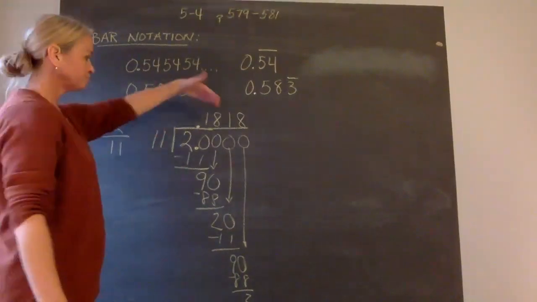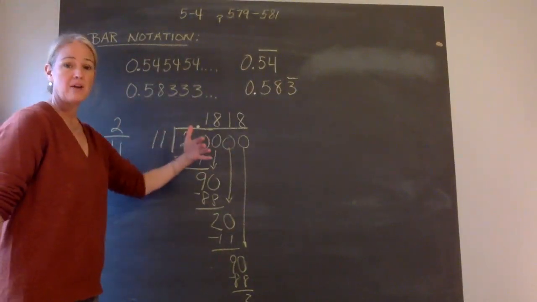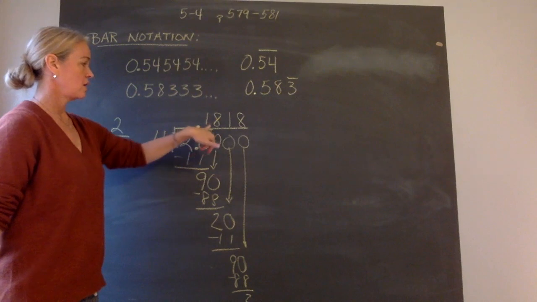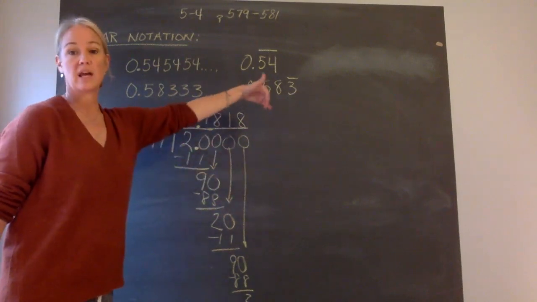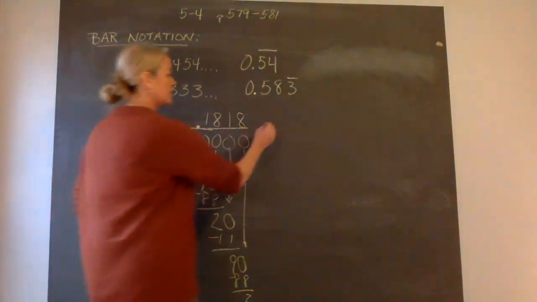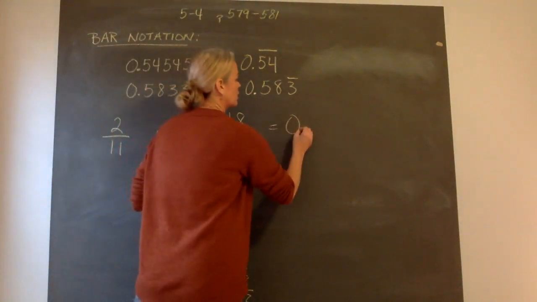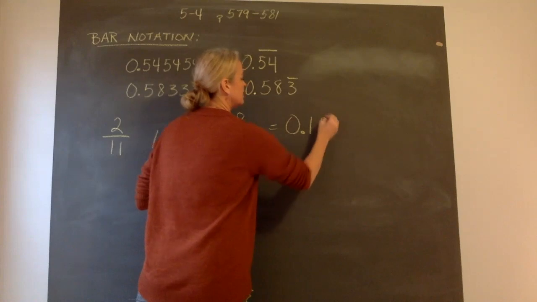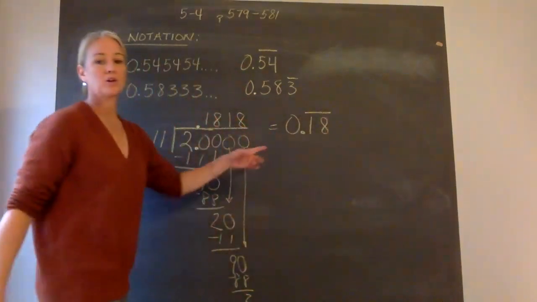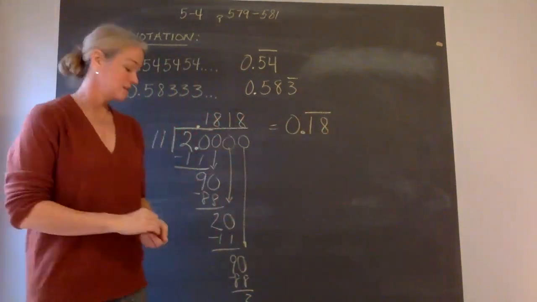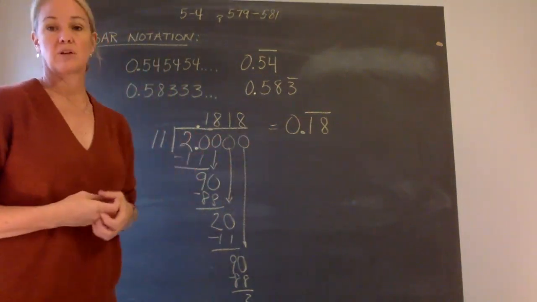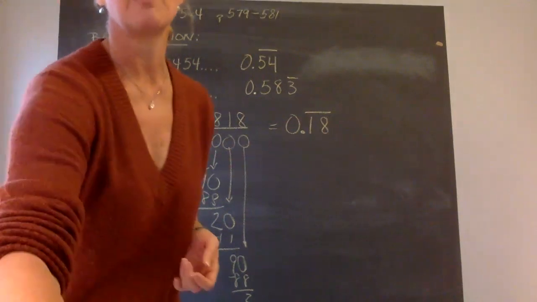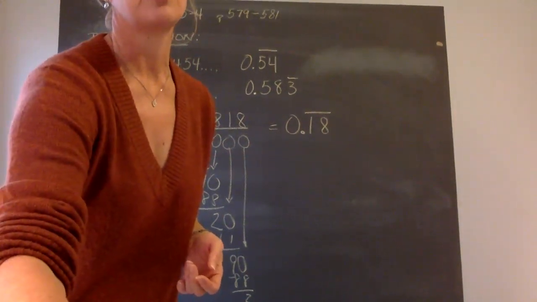So again, what we see here is a pattern emerging. Decimal point, 1818. If we continued, it would go 1818 again. So what we have here is a repeating decimal. So we're going to put 0.18, and we're going to put bar notation over the 1 and the 8, because both the 1 and the 8 repeat in this particular situation. So there's a quick example reminder of bar notation.